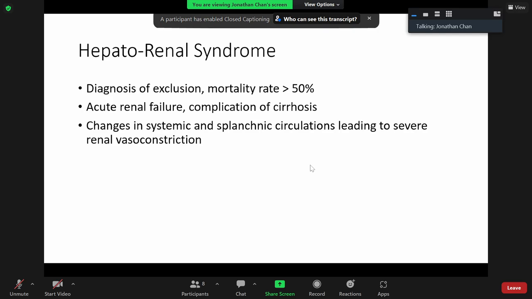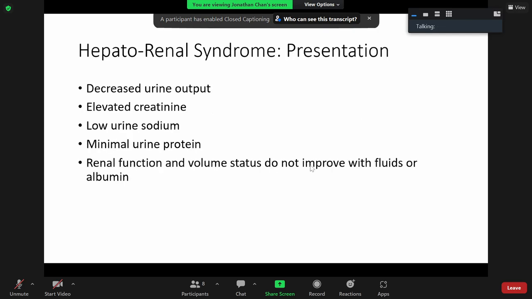Another diagnosis of exclusion here is hepatorenal syndrome. This is a diagnosis of exclusion with a mortality rate of greater than 50%. It includes acute renal failure, which is seen as a complication of cirrhosis. What happens here is that there are changes in systemic and splanchnic circulations leading to severe renal vasoconstriction. In hepatorenal syndrome, the presentation includes decreased urine output, elevated creatinine, low urine sodium, minimal urine protein, and renal function and volume status that do not improve with fluids and albumin.